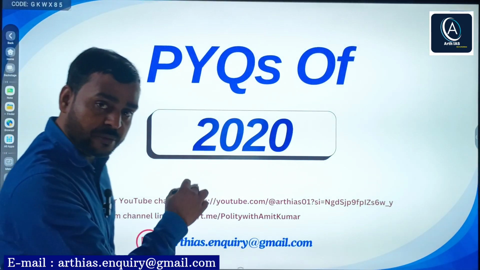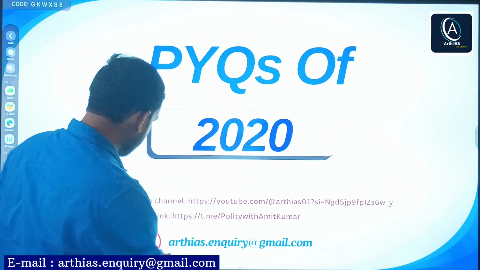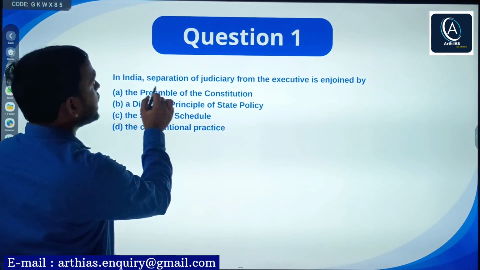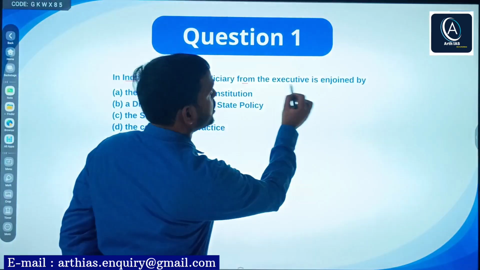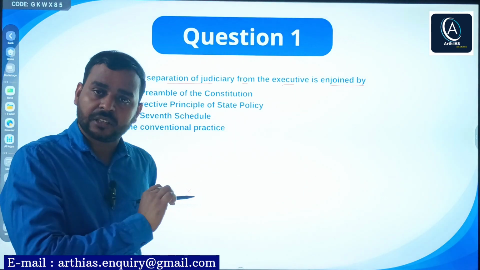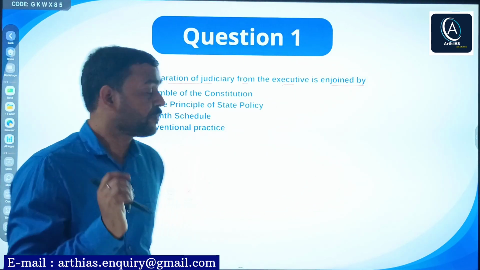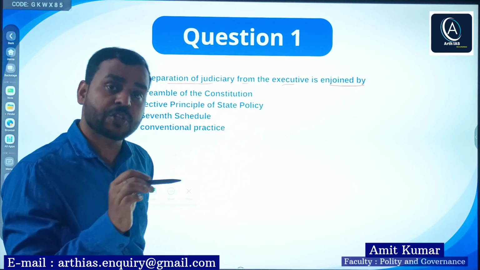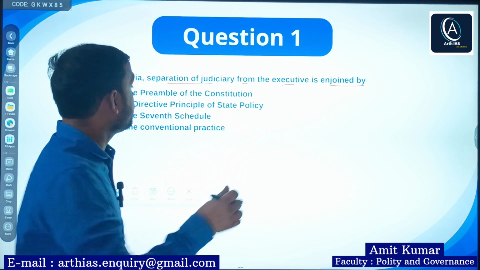So, as I told you, we would discuss the PYQs of the polity section of 2020. The first question says: in India, separation of judiciary from executive is enjoined by. If you have read polity and are well prepared, it would take a few seconds. Why? Because it talks about separation of judiciary from executive. The Indian Constitution has adopted separation of power between legislature, executive, and judiciary. But which of the following talks about it?